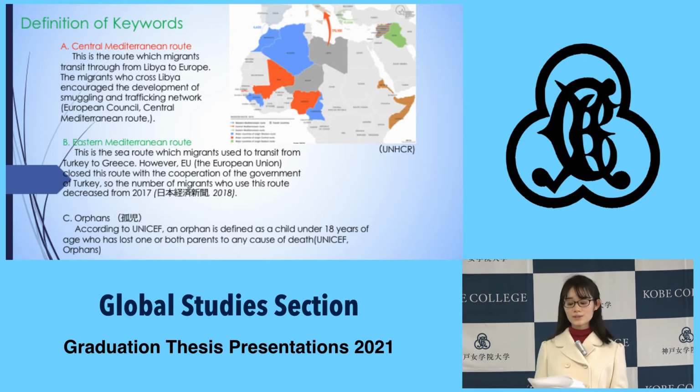Orphans. According to UNICEF, an orphan is defined as a child under 18 years of age who has lost one or both parents, any cause of death.